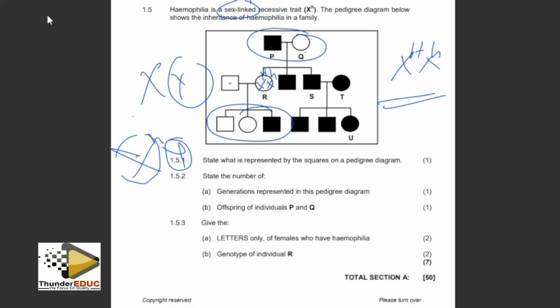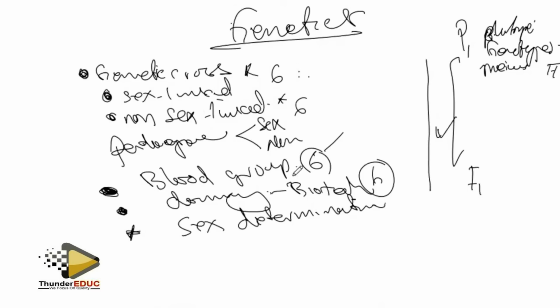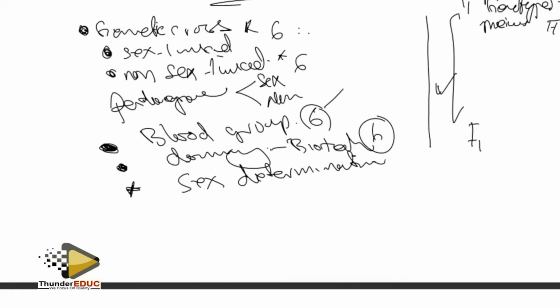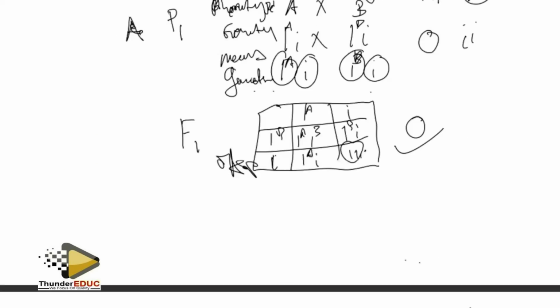Let's continue now. We are done with this. Sex determination and biotechnology. How do I explain sex determination? Sex determination is like describing a karyotype. When asked to describe sex determination, it's like describing a karyotype. But here, if they ask you for the genetic cross, you have to do the cross.